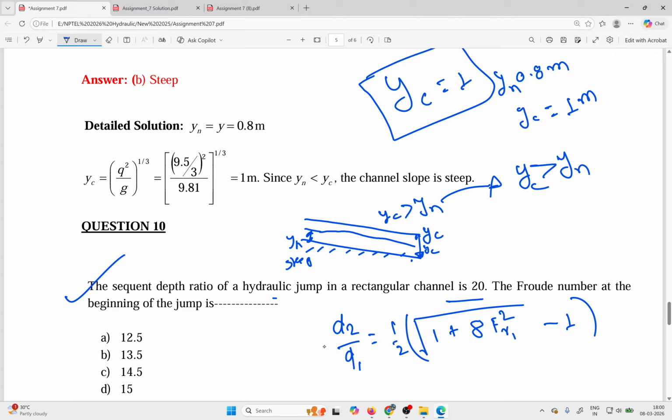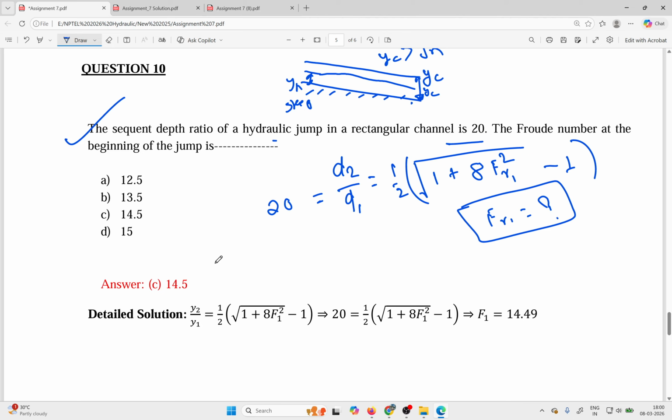Now the ratio is given, which is 20. So 20 equals 1 by 2 (root of 1 plus 8 Fr1 squared minus 1). The question is asking for the Froude number, so very easily you can calculate Fr1 from here. Just a simple calculation. This was the concept behind the question, how we will solve. Once we calculate, you will get your Froude number 14.49, that is 14.5, rounded off to one decimal place. So for question number 10, option C is correct.